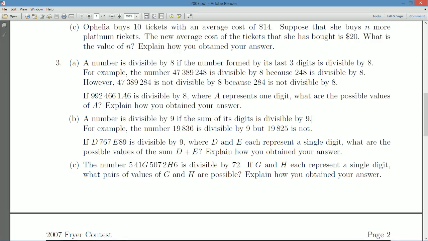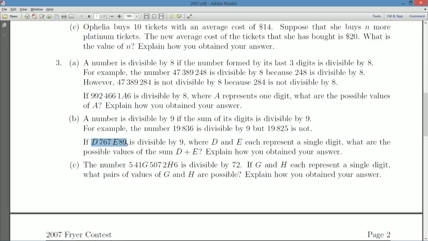D,767,889 is divisible by 9, where D and E each represent a single digit, what are the possible values of the sum D plus E? Explain how you obtained your answer. Okay. So if we want this number to be divisible by 9, then the sum of these digits, D and E, must be divisible by 9.